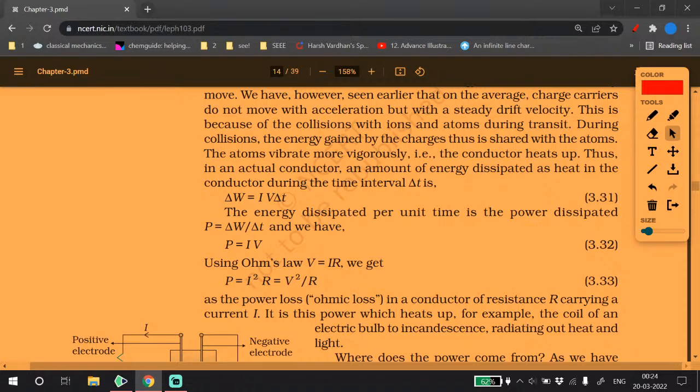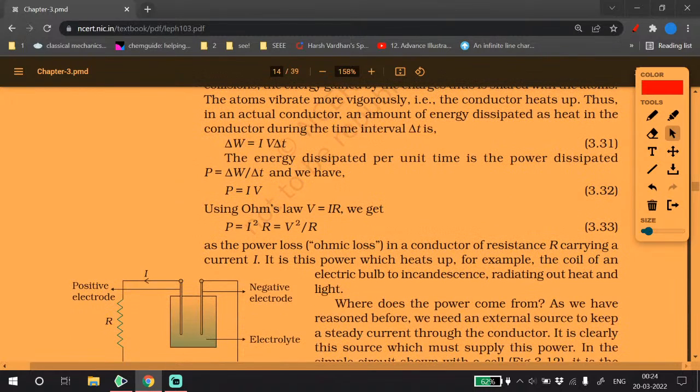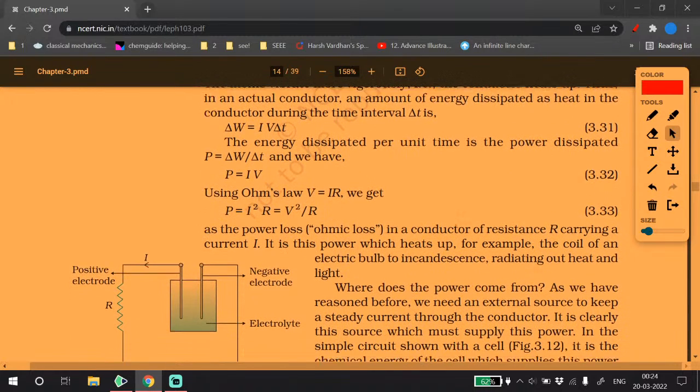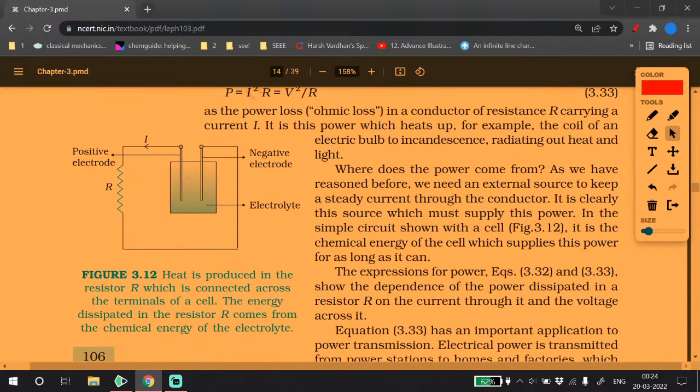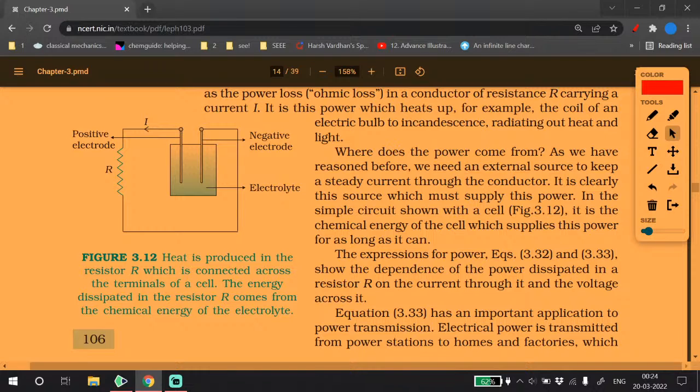So what exactly is this heating? They collide, right? So when they collide, the electrons hit the atoms, and the atoms start vibrating more, and that results as heat, increase in temperature also. This is also called Ohmic heating. Where does this energy, the power, the work done come from? It comes from the battery, the cell, the chemical energy of the cell.